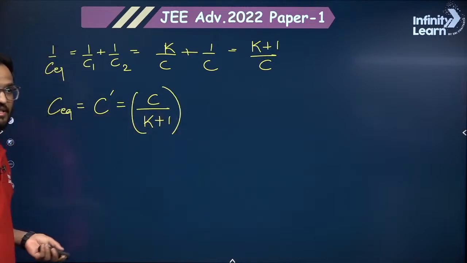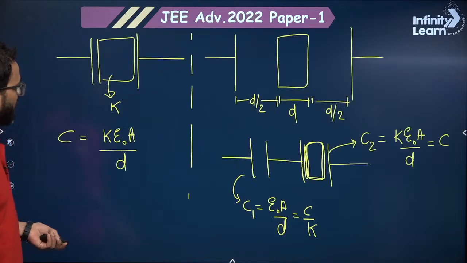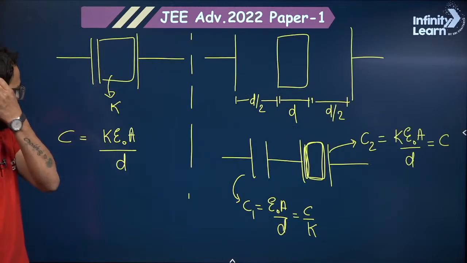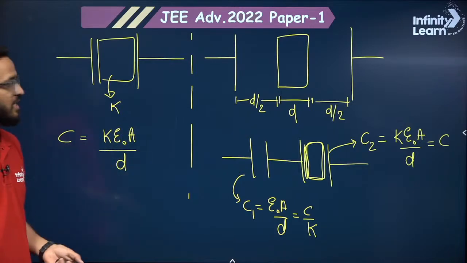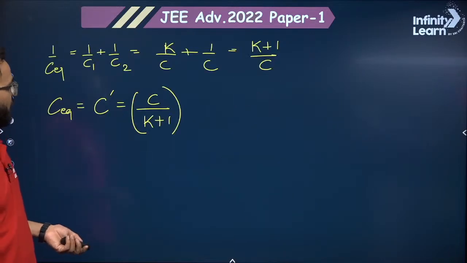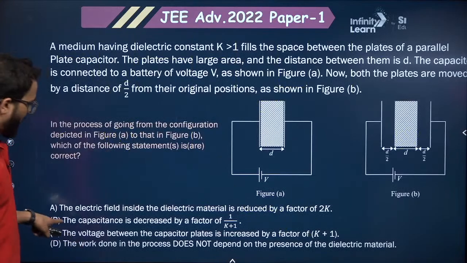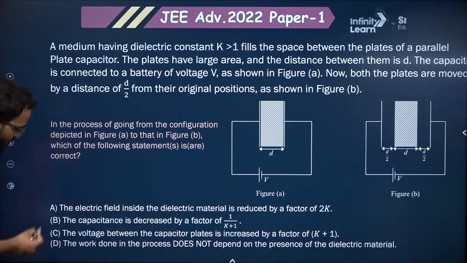Okay, so the capacitance has come down. Is it clear? In the first case, the capacitance is C, K epsilon naught A by D. In the next case, it is C upon K plus 1. So the capacitance has decreased by a factor of 1 by K plus 1. Yes, so option B is absolutely correct here.